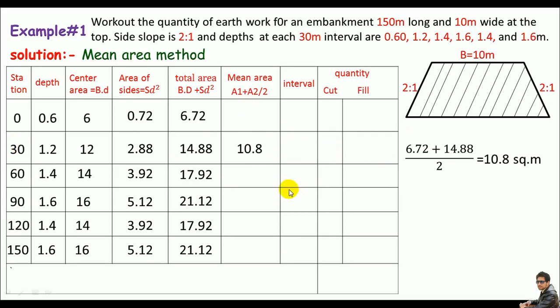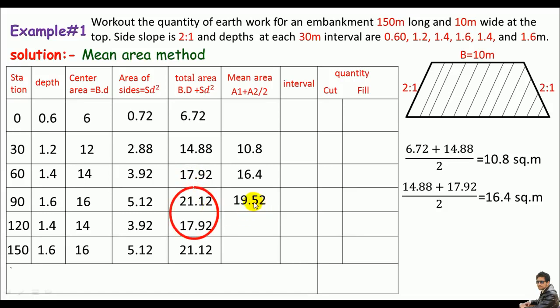And then the mean area for station 30 and station 60, we can of course add these two guys and divide them by 2. So 14.88 plus 17.92 divided by 2, we can get 16.4 square meter. I'll also plug this value over here in this table. And for third and fourth station, we'll add these two guys and divide them by 2. We can get of course 19.52 and do the same for the remaining guys.